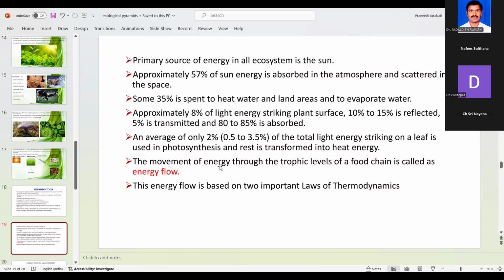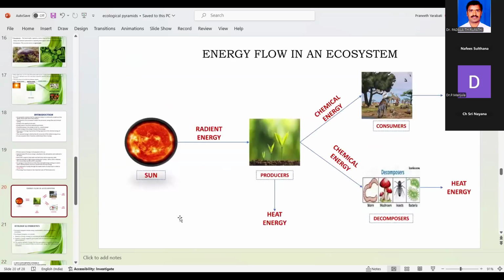The movement of energy through the trophic levels of the food chain is called energy flow. Energy flow means the transfer of energy from one trophic level to another trophic level. This energy flow is based on two important laws of thermodynamics. Energy flow follows the thermodynamic laws. In an ecosystem, energy flows from the sun's radiant energy to producers, consumers and decomposers. In every transfer, some amount of energy is lost in the form of heat.